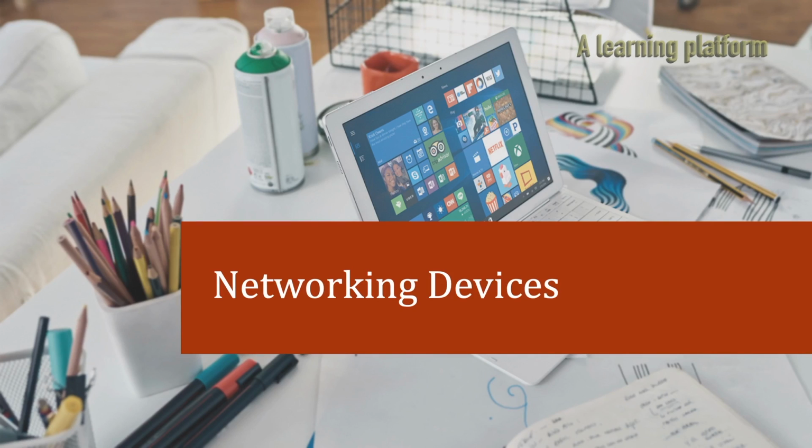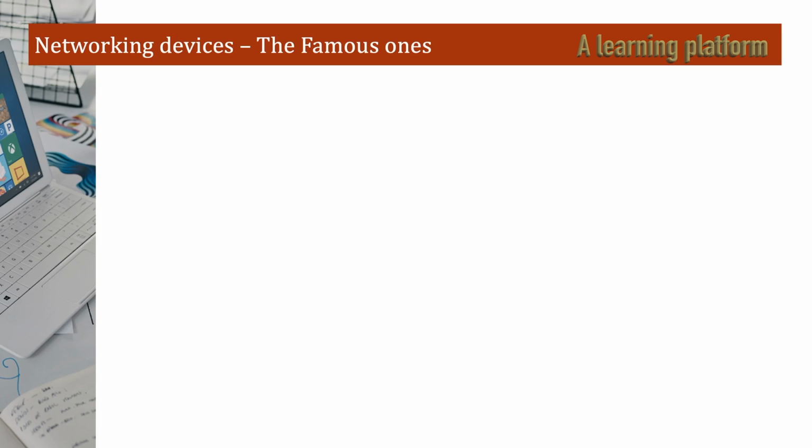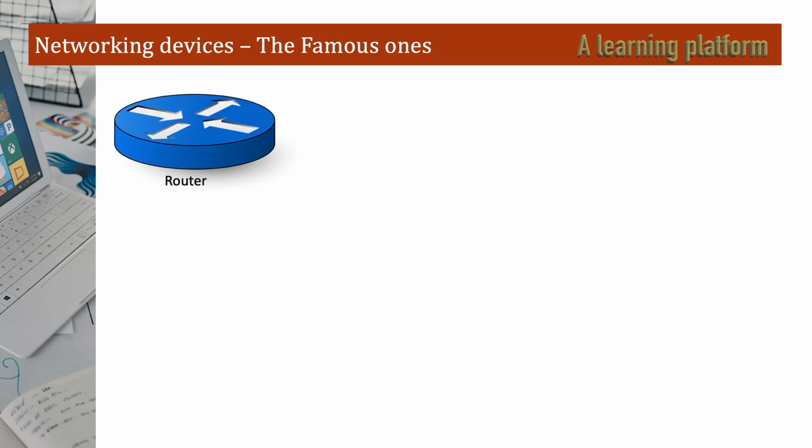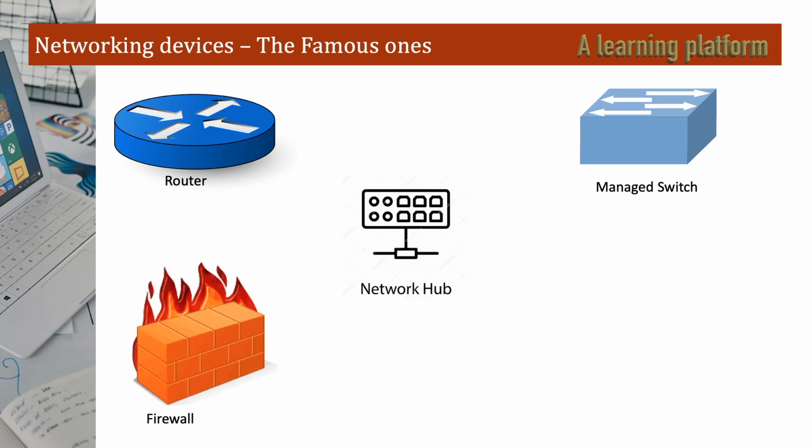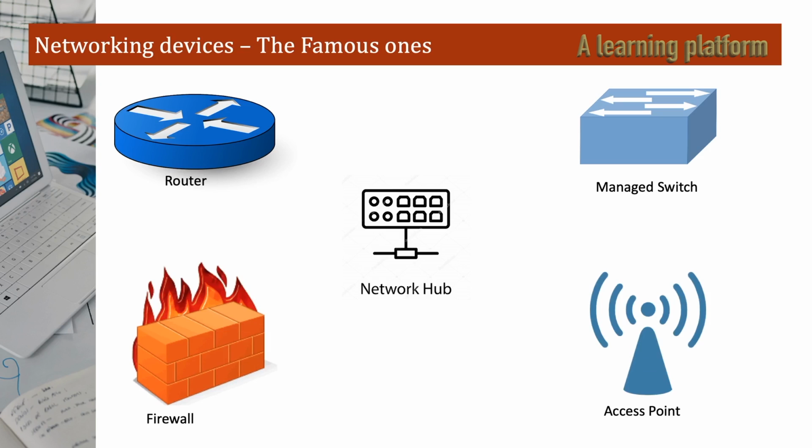Networking devices. Now let's talk about the famous networking devices. We'll start with the router, the most important component of the internet. Network hub. They're commonly used to connect workstations in small setups since they are cheaper. Managed switches. Basically hubs but with smart features. Firewall. They are the watchdog of any network. Access points. They extend your network for Wi-Fi devices.